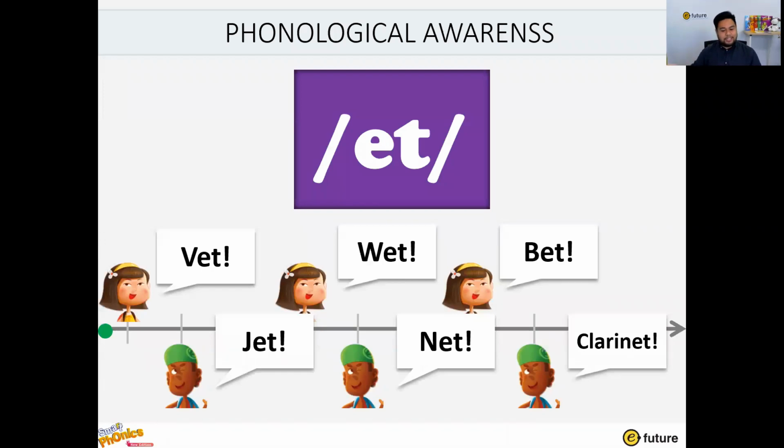So a visual example here. You can have the students start off with vet, jet, they go back and forth, wet, net, bet, clarinet. So maybe you can learn about the background knowledge of the students. Oh, the student knows the word clarinet. So can you guys think of any other words that have this phonics target?